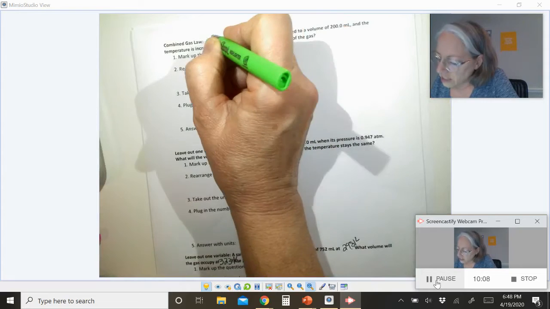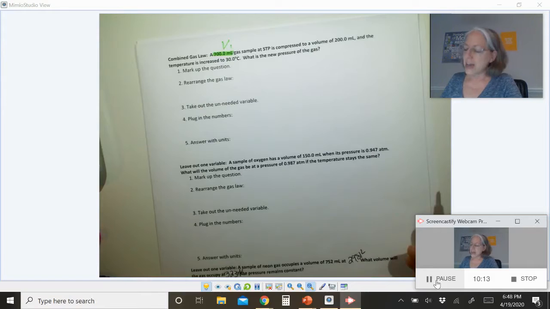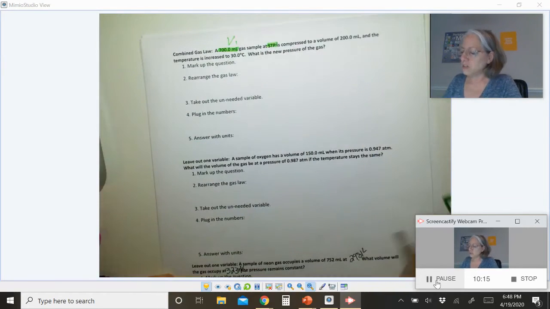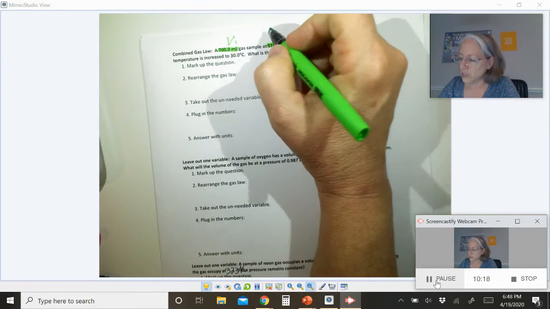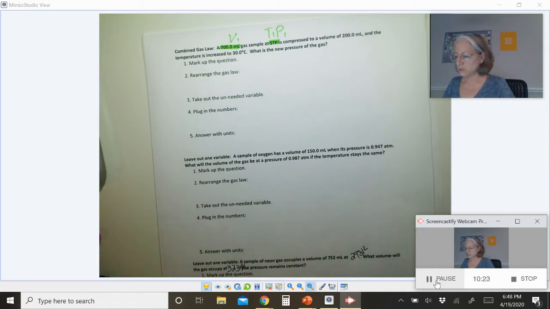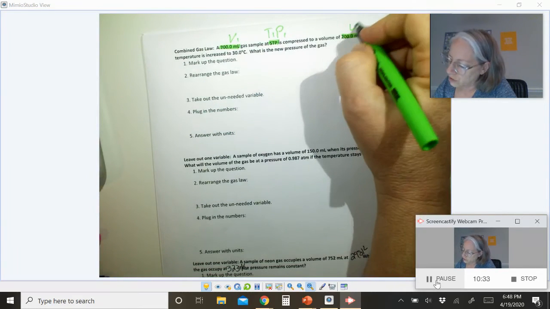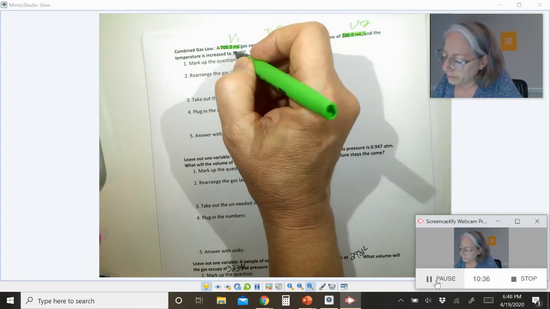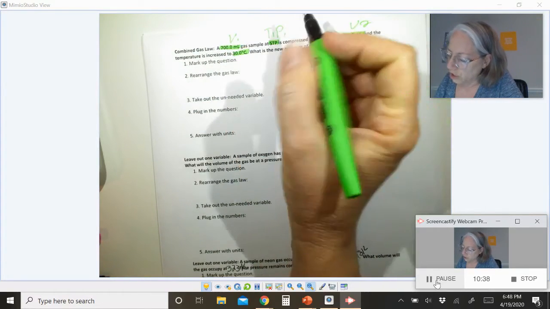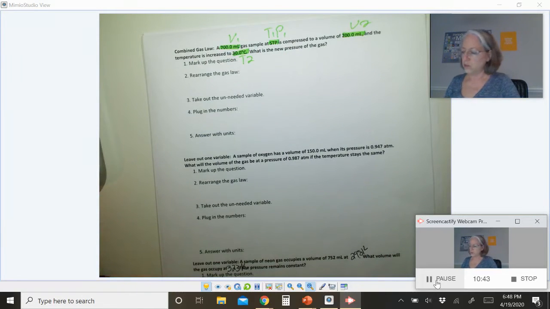So we have 700 milliliters. That's our first volume. And we are at STP. Now remember, we talked about STP before, and we said those are standard temperature and pressure. So that stands for the numbers that we're going to use. And I'll write those out in a second on the side. Okay, that is going to be compressed to a new volume. The second volume is 200 milliliters. The temperature is going to be 30. And we are looking for the new pressure.